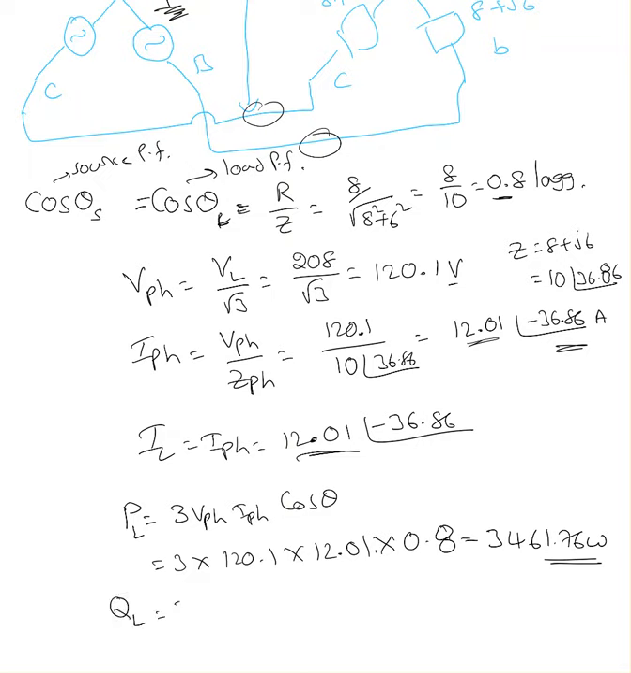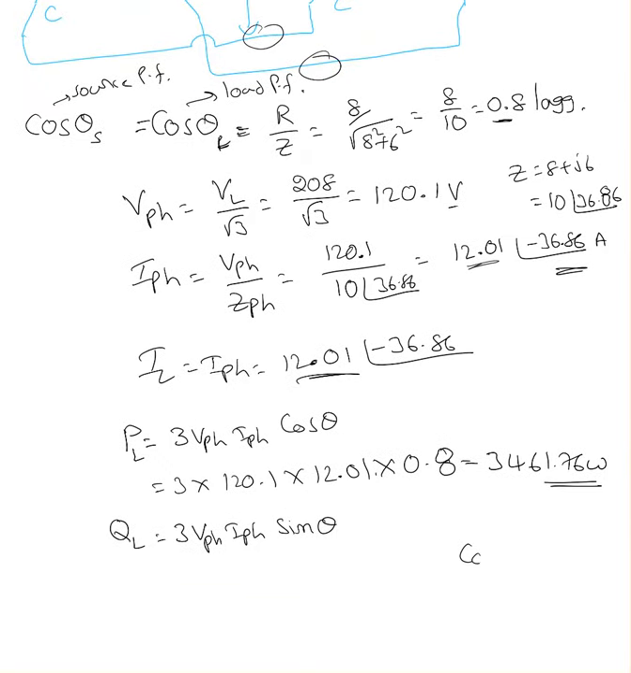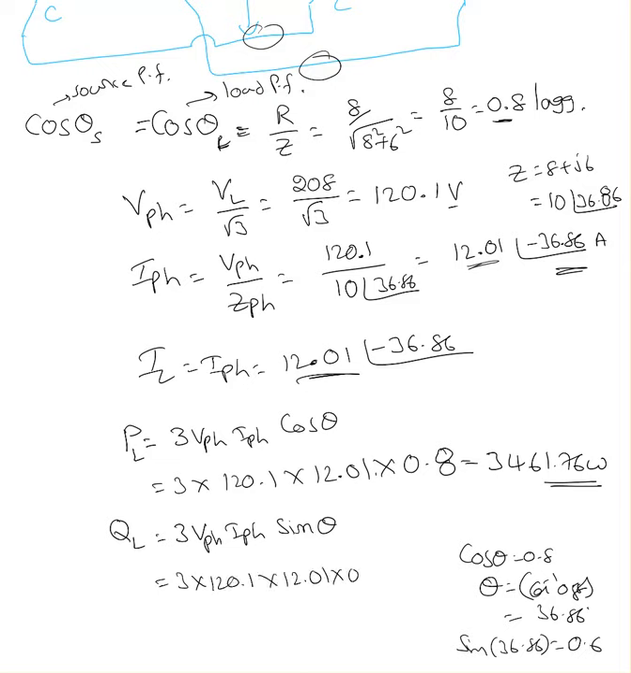QL is the reactive power, 3 times VPH IPH sin theta. We know cos theta equals 0.8. Based on this, we found the theta value, which is cos inverse of 0.8, and we end up with 36.86 degrees. So sin theta is sin 36.86, which gives us 0.6. So 3 times 120.1 times 12.01 times 0.6.